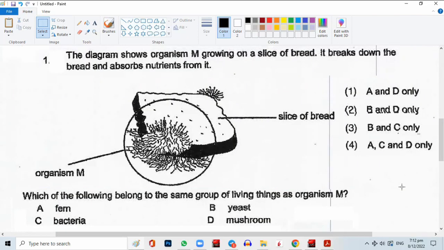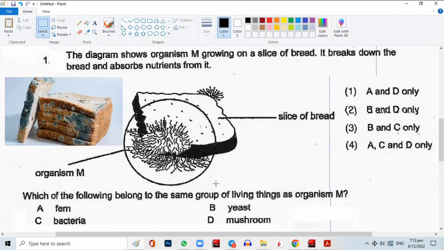Question 1. The diagram shows organism M growing on a slice of bread. It breaks down the bread and absorbs nutrients from it. Which one of the following belongs to the same group of living things as M, which is the mold? Do you think a fern belongs to the same group as the mold? No. Why? Because a fern makes its own food, right? This one doesn't make its own food, they feed on the bread.